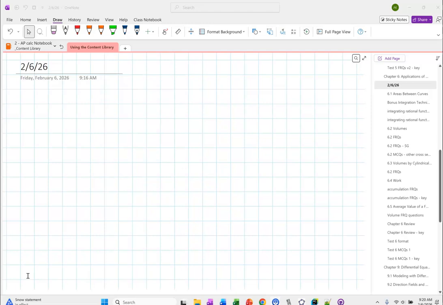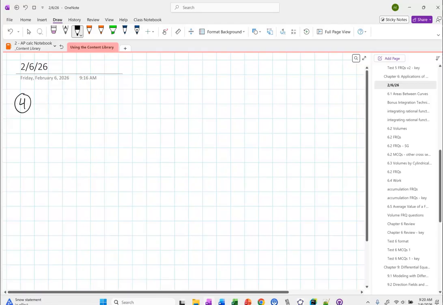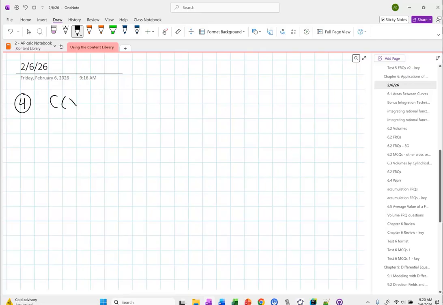Questions from this? Is there anything we'd like to see done or talk about some more? Number 4. Sure. So it reads, a company produces X units of a product at a cost of C of X equals 0.01 X squared minus 2X plus 500. And we're asked to find the number of units that minimizes cost.